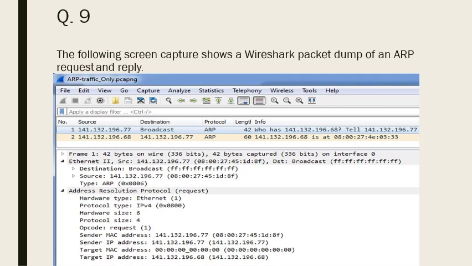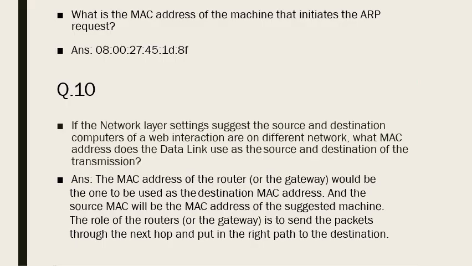So the following screen capture shows a Wireshark packet dump of an ARP request and reply. That was actually the same thing. This is in the next page, so if we go back, if you see the previous slide, for question number 9 the answer is asking for the MAC address. I can't go back to the previous slide for some reason, but when you see the recording, you can easily see what the MAC address is by looking at question number 9.